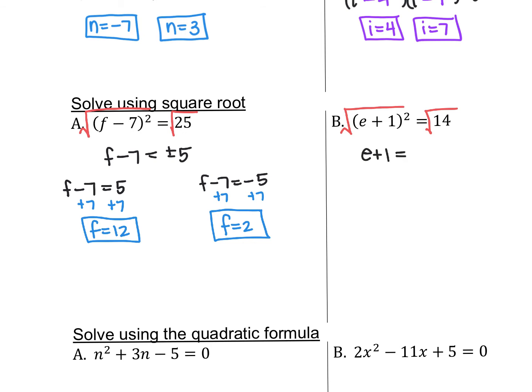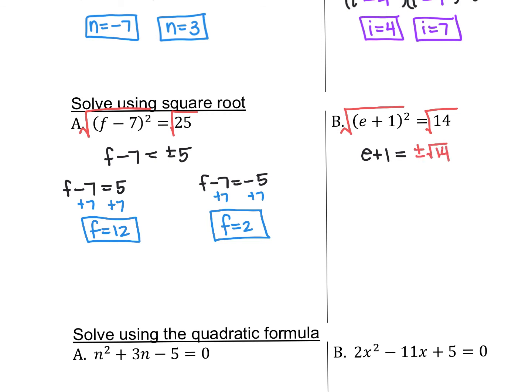Okay, the square root of 14, I don't know what the square root of 14 is. It's irrational. I could do 2 times 7 to get 14, but the square root of 2 and the square root of 7 are also both irrational. So I'm going to leave it as the square root of 14, but because it was a quadratic, it should be plus or minus the square root of 14. So positive and negative square root of 14.